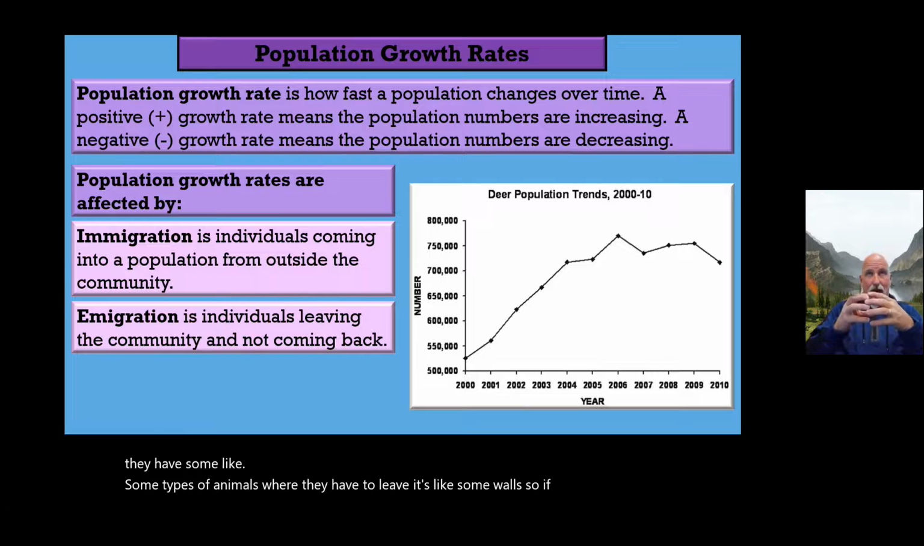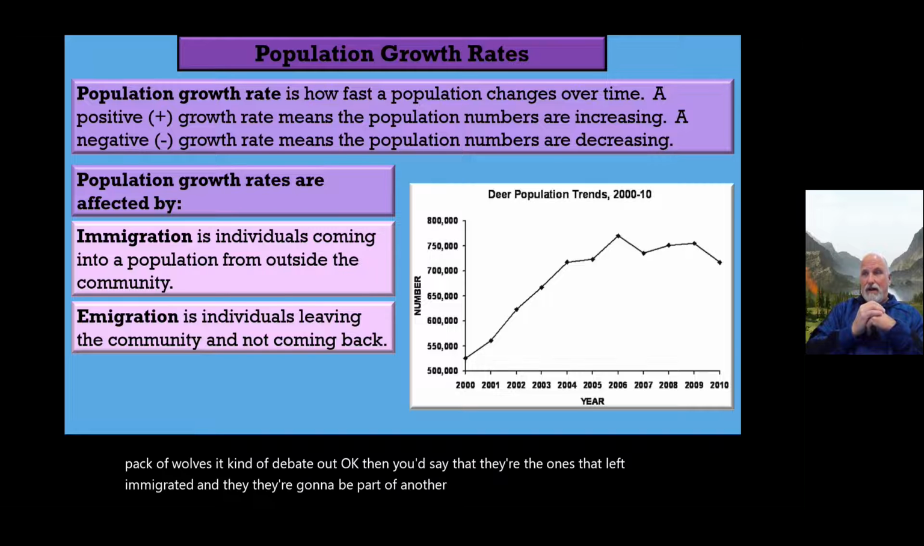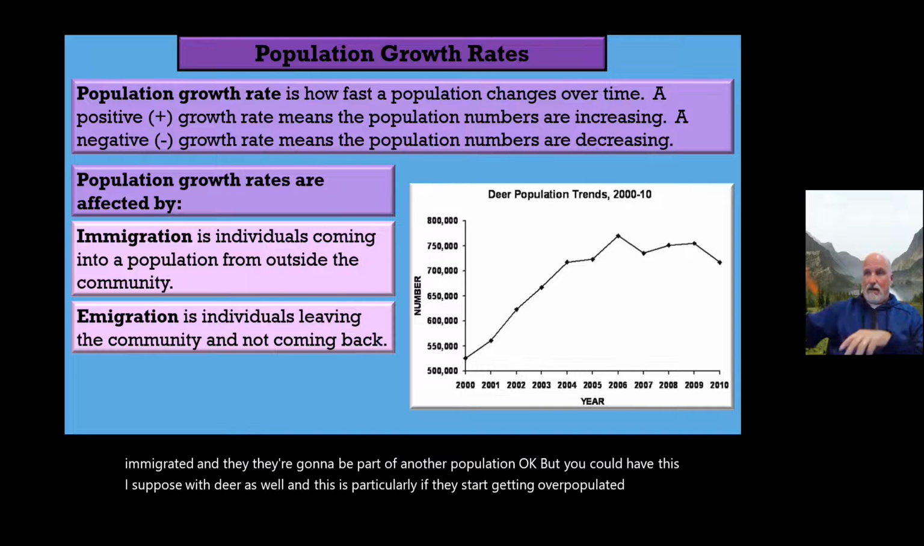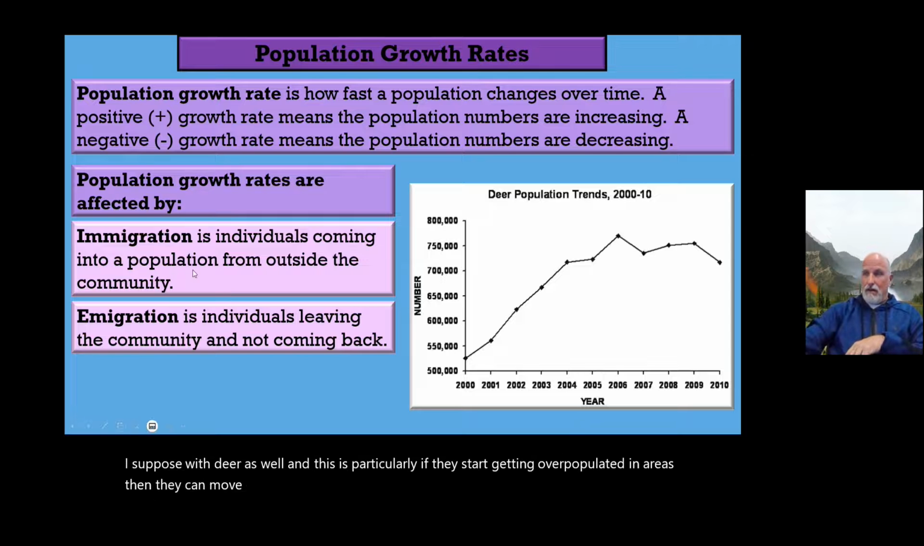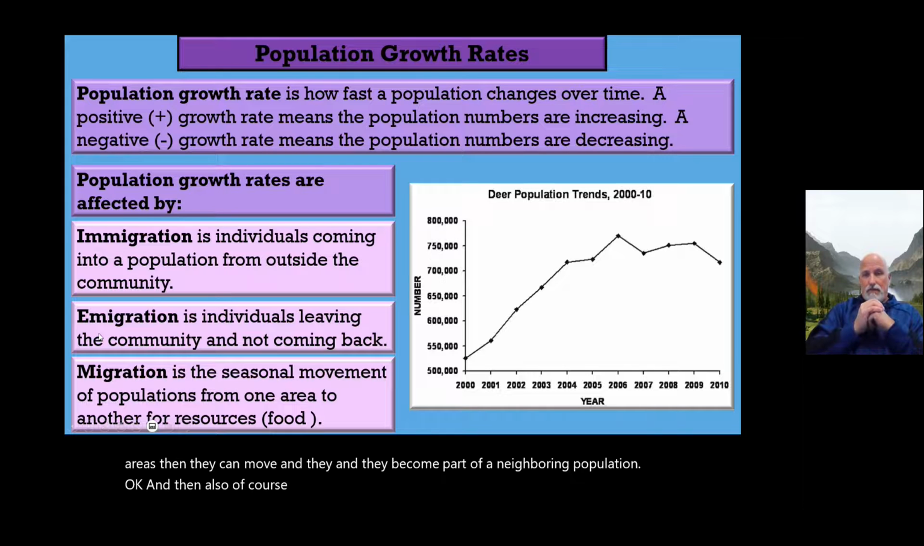If you get a pack of wolves that kind of divide up, then you'd say the ones that left immigrated and they're going to be part of another population. But you could have this, I suppose, with deer as well. Particularly if they start getting overpopulated in areas, then they can move and they become a part of a neighboring population. And it also, of course, happens with people.